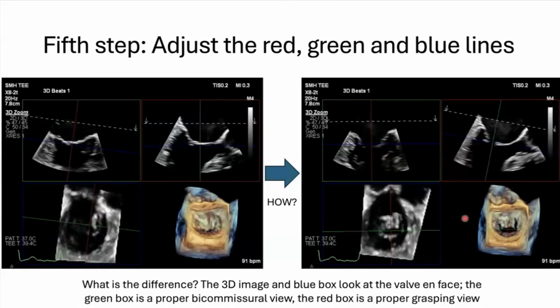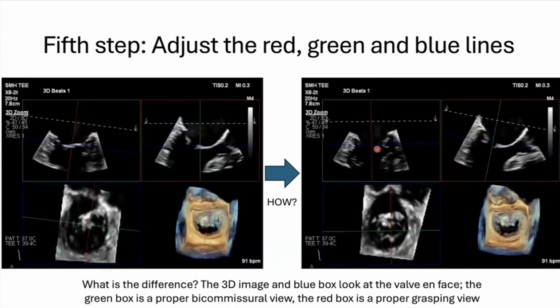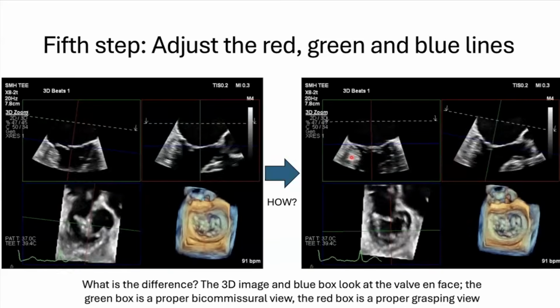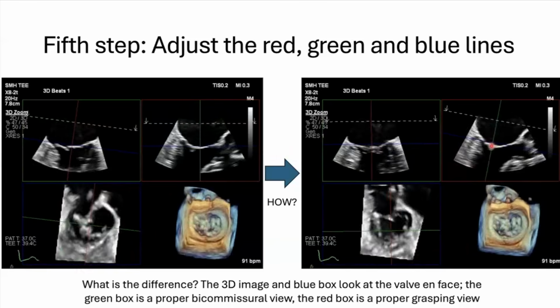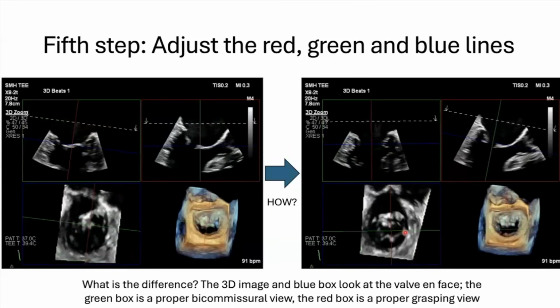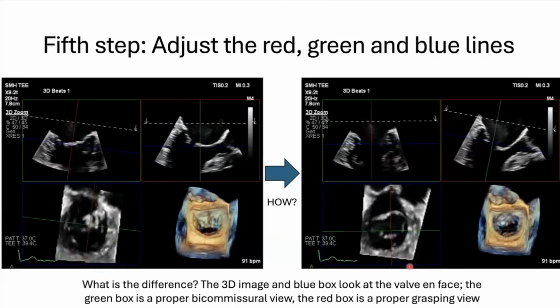And then after that, you're going to adjust the lines, and through a step-by-step fashion, we adjusted these lines. So now this green box is a perfect bicom, this red box is a perfect grasping view, and our blue box is a nice short-axis image of the valve that we can use for measurements. So I'll show you how we do that.